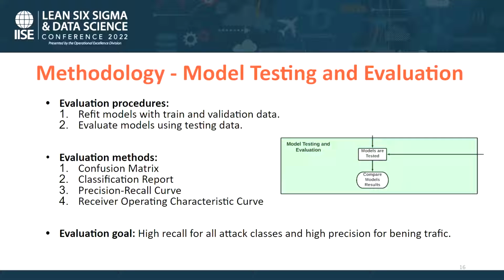Now the model testing and evaluation. Here we refit our models, which means we fit the models and use a portion of the data that hasn't been seen by the model at this point, and we evaluate to compare each algorithm to each other. As stated in the evaluation methods, we have 4 different ways: the confusion matrix, classification report, precision-recall curve, and receiver operating characteristic curve, which help to visualize the performance of the models.